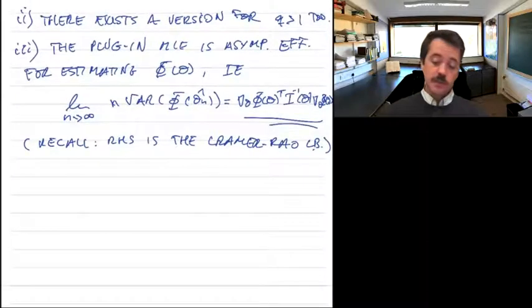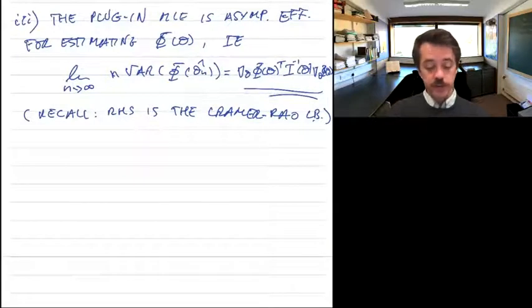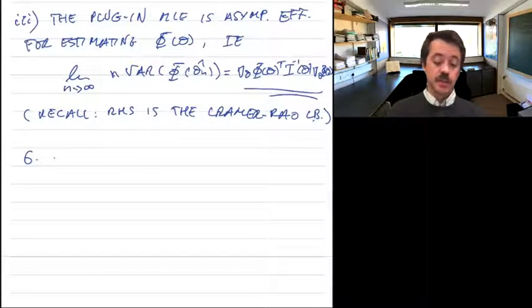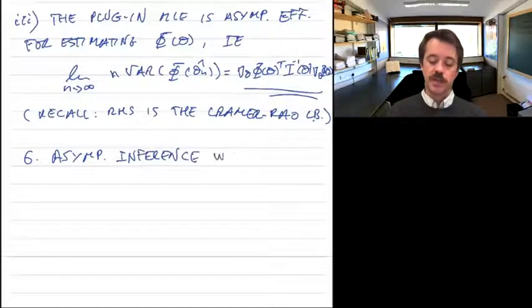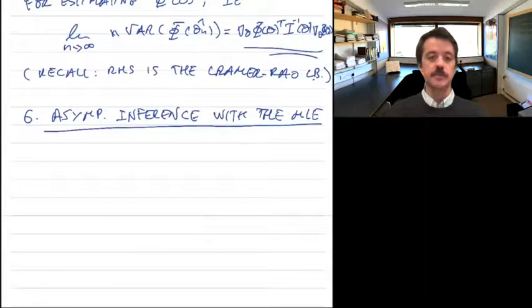Right, so we have asymptotic normality of the MLE and also of the plugin MLE. So now we want to use these asymptotic distributional results to construct inferential procedures. So, asymptotic inference. And this is with the MLE, of course the MLE or the plugin MLE, but the plugin MLE needs the MLE.